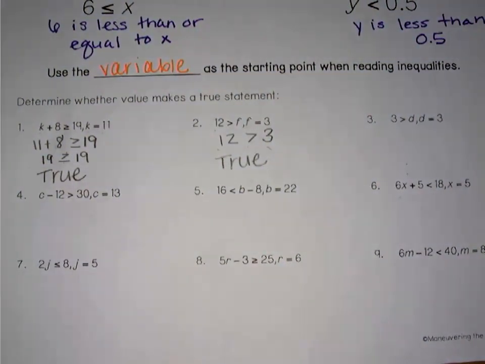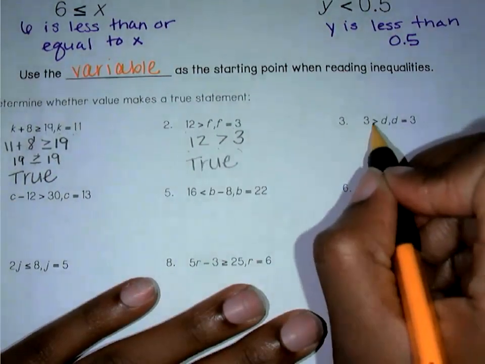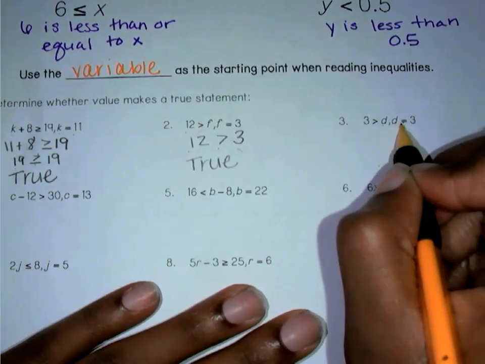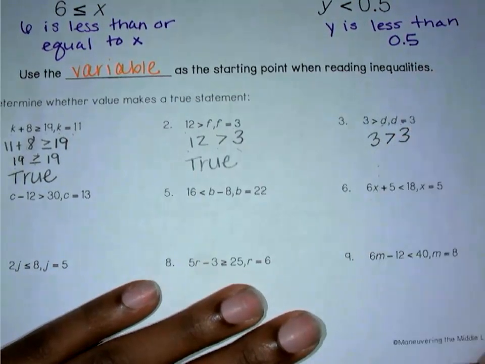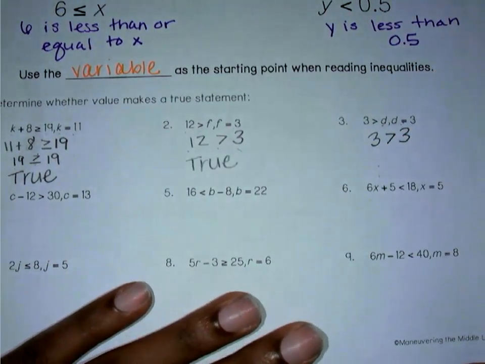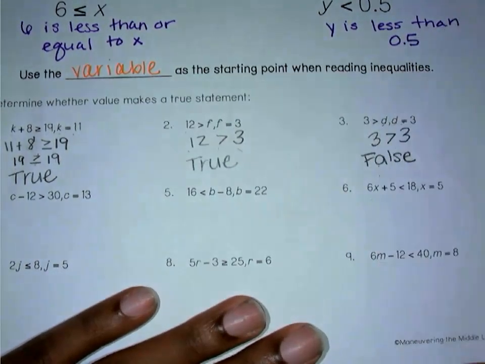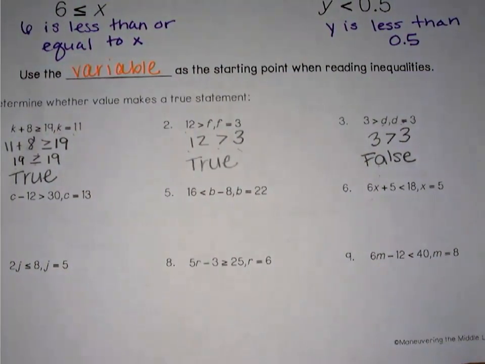I'm going to do 3 and 4, and you're going to do 5, 6, 7, 8, and 9. All right, number 3 over here, we have 3 is greater than d when d equals 3. So we're going to replace that d right here with the number 3. So it means 3 is greater than 3. Now, is that true? Is 3 greater than 3? No, that is false. If it had the equal to sign under it, then it would be true, but it did not.